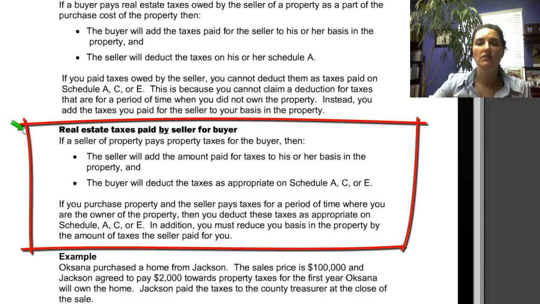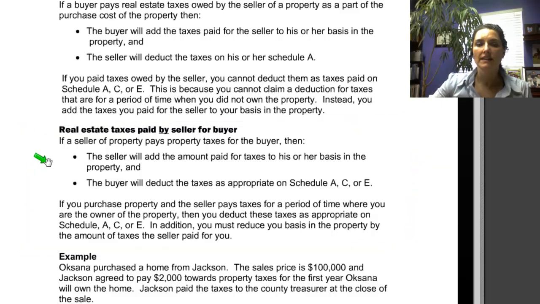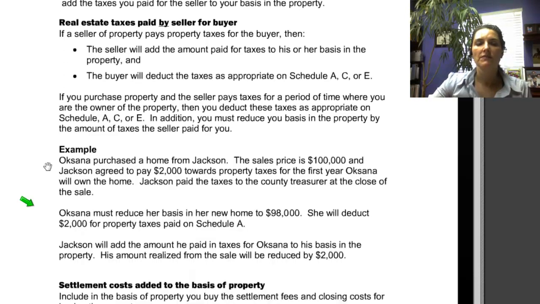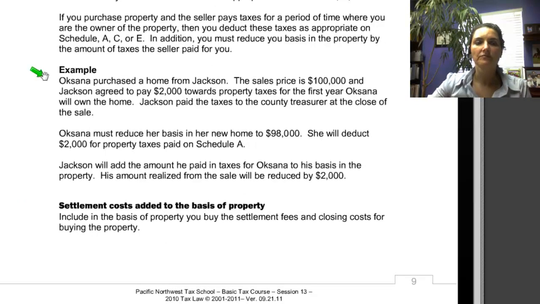Now, what happens if the real estate taxes are paid by the seller for the buyer? If a seller of property pays property taxes for the buyer, then the seller will add the amount paid for taxes to his or her basis in the property, and the buyer will deduct the taxes as appropriate on Schedule A, C, or E. If you purchase property and the seller pays taxes for a period of time when you are the owner of the property, then you deduct these taxes as appropriate on Schedules A, C, or E. In addition, you must reduce your basis in the property by the amount of taxes that the seller paid for you. So that might be a little bit difficult to understand, therefore I have an example.